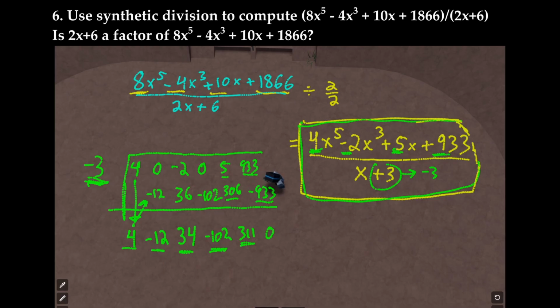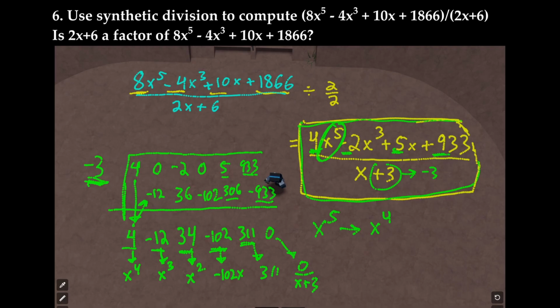So now we have all the coefficients in our answer. So because in the numerator, our highest power was x to the 5th power, the answer is going to start with x to the 4th power, and then you're going to keep going down. So in other words, 4 is the coefficient on x to the 4th power. Negative 12 is the coefficient on x cubed. 34 is the coefficient on x squared. Minus 102 is the coefficient on x. And then this isn't a coefficient on anything, it's just 311. And then 0 is just the remainder. So it's just 0 divided by x plus 3.